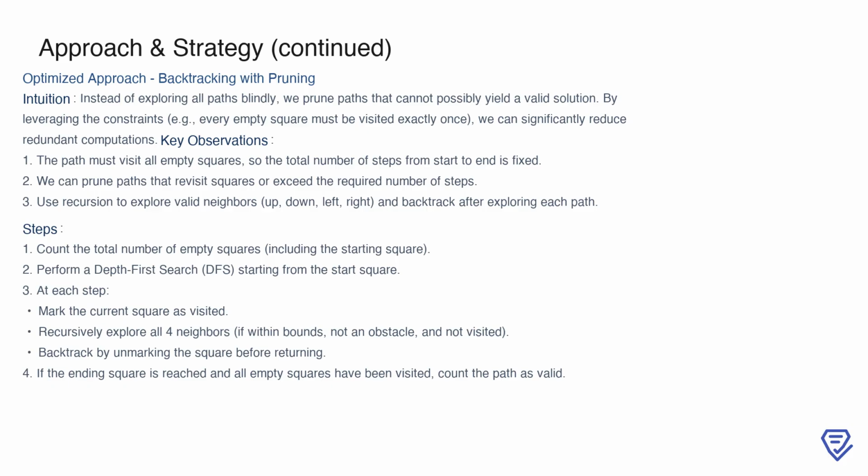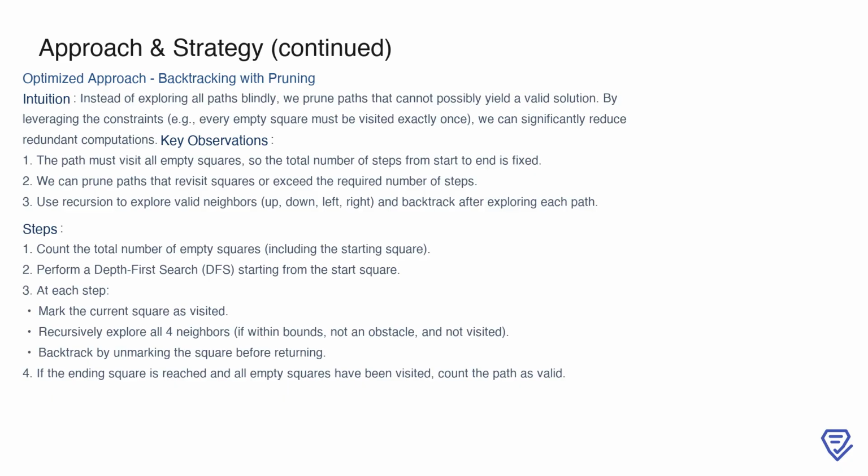Instead of blindly exploring all paths, we strategically eliminate paths that cannot possibly lead to valid solutions. This is achieved by leveraging problem constraints, such as the fixed total number of steps required to visit each square exactly once. By pruning paths that revisit squares or exceed the required step count, we significantly reduce redundant computations. Here's how we implement this approach.